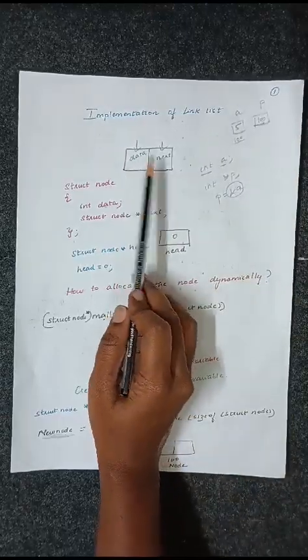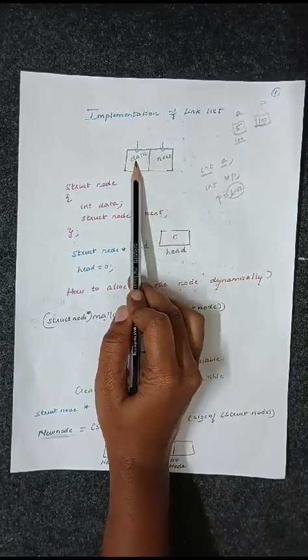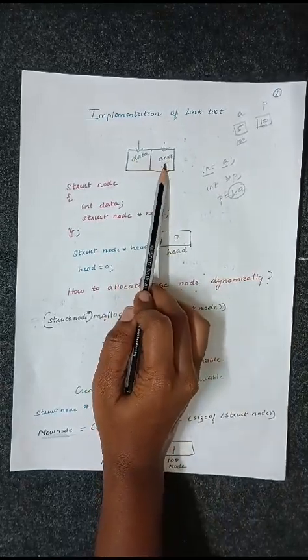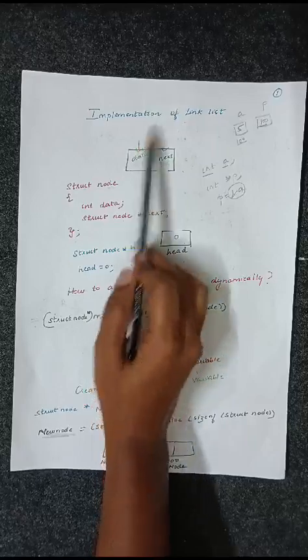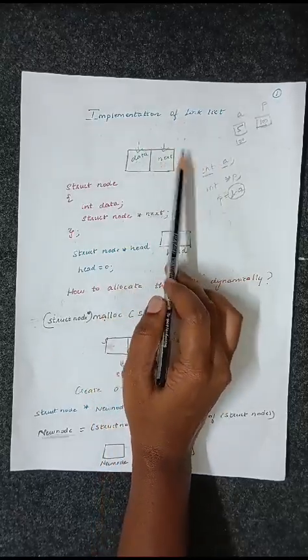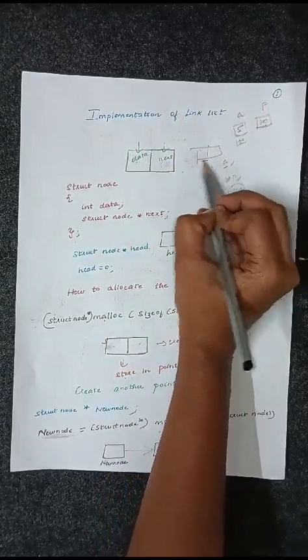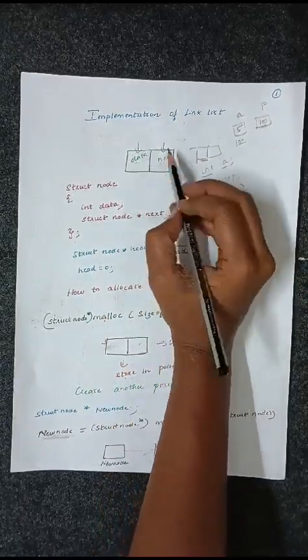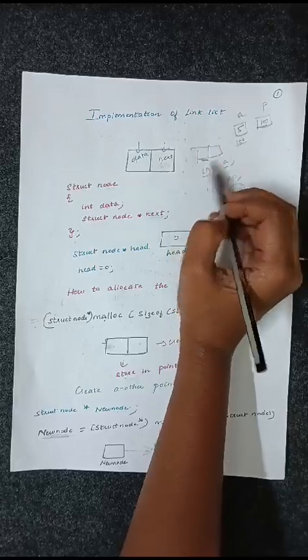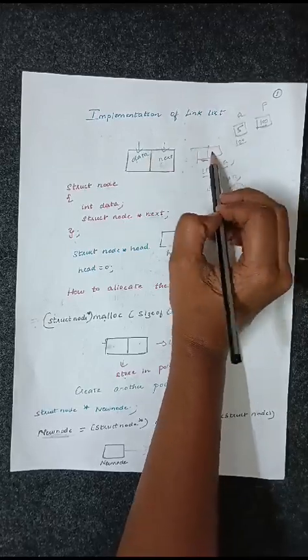Likewise, in a linked list we have two parts. One is your data part and another is your next link part. What does this next denote? The next will store the address of another node. If you have another node here, its address will be stored here. You can store the address of any node. So another node you are going to store.